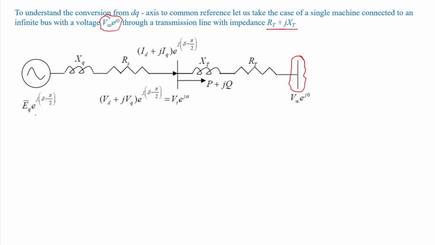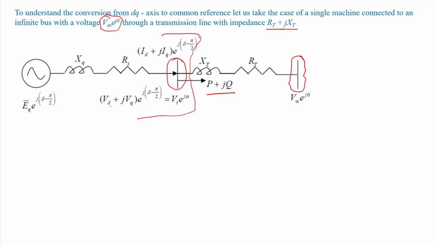Now here, up to this is all your machine quantities, and this is the terminal of the generator, right? Vt e to the power j alpha in the common reference frame. And XT, RT are the transmission line parameters. RT is the resistance, XT is the reactance. Now from here, the generator will inject the power, that is P plus jQ, right? And the current, if in terms of Id and Iq, I'll write Id plus jIq e to the power j of delta minus pi by 2.